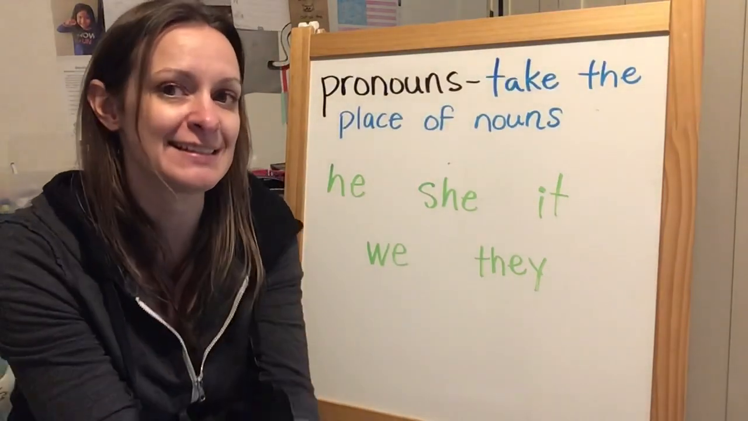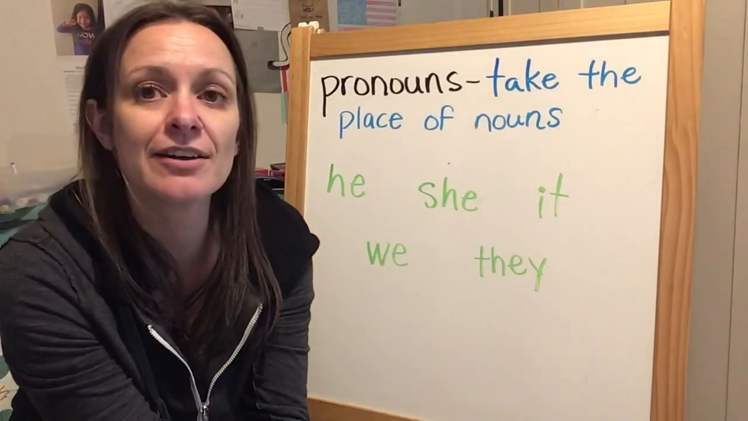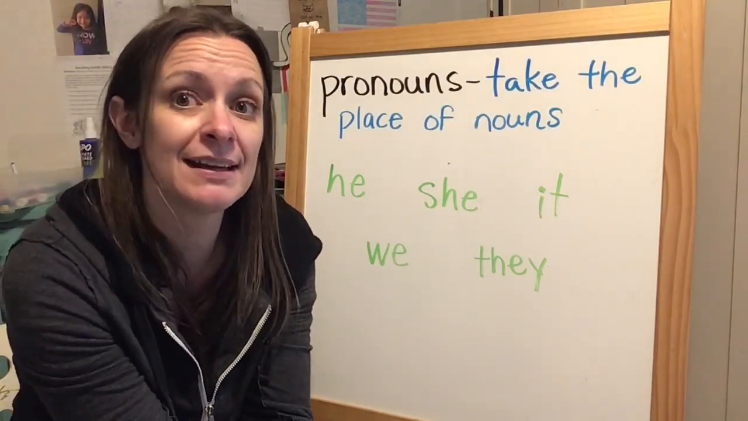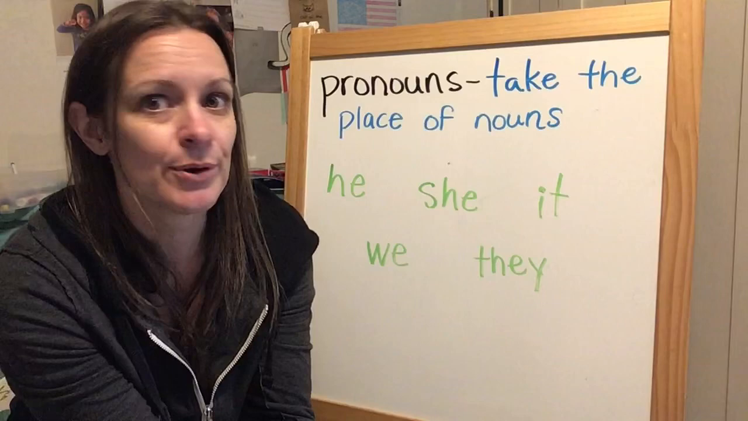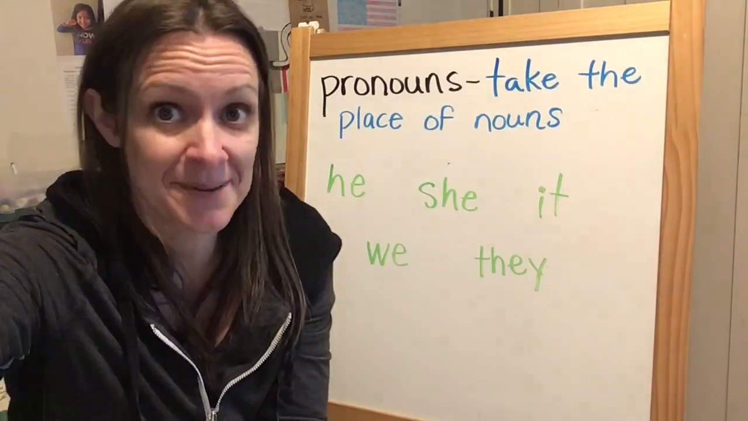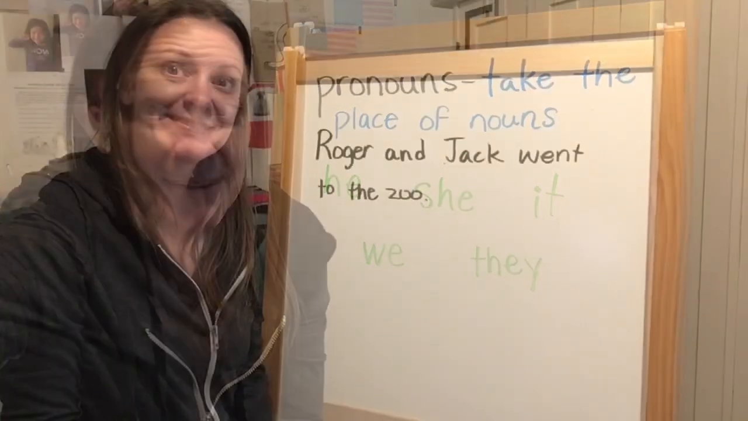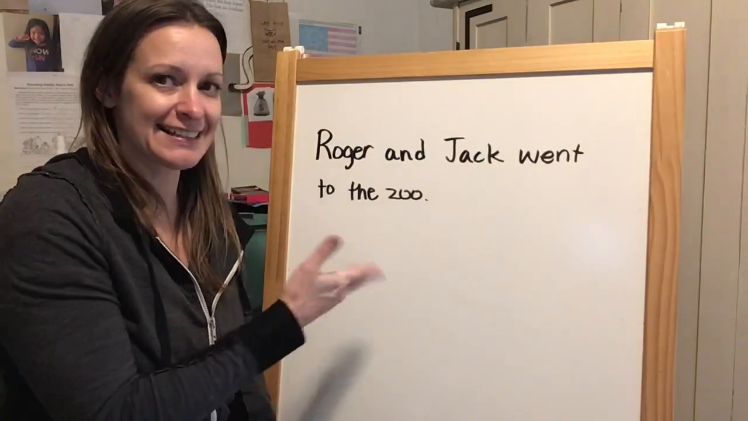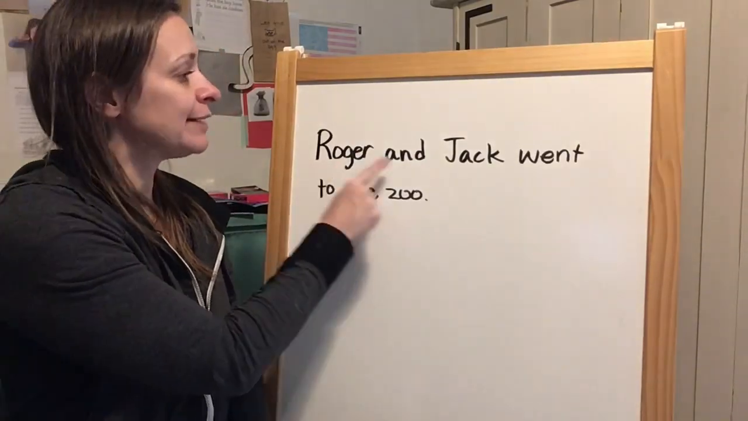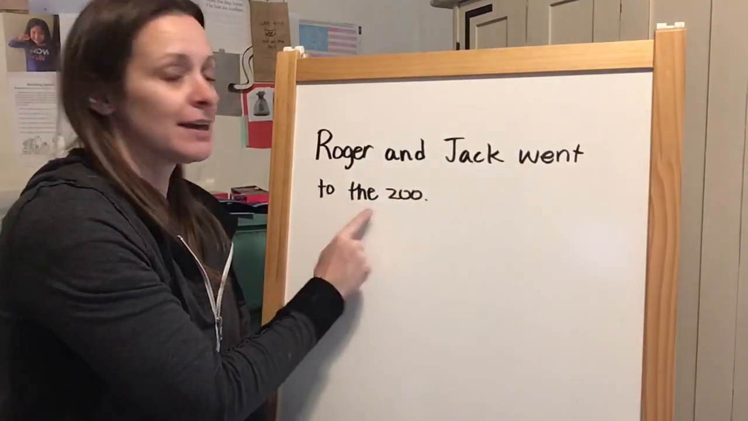So I'm going to write a sentence on the board, and we are going to underline the nouns that we'll be replacing and decide what pronoun we should replace them with. Are you ready? All right, here we go. Let's take a look at this sentence. Let's read it together. Roger and Jack went to the zoo.